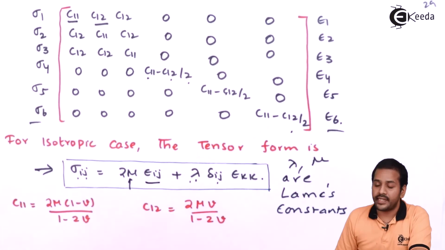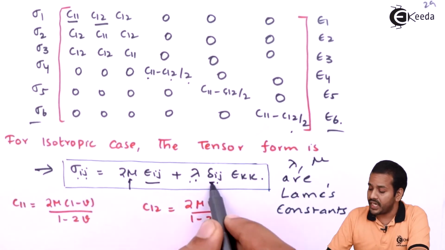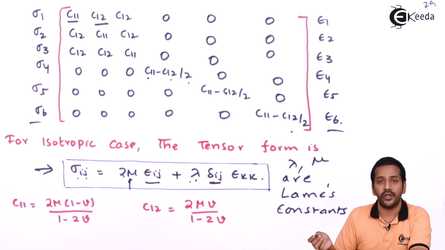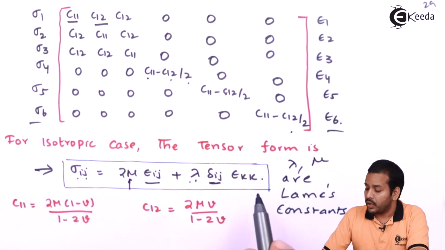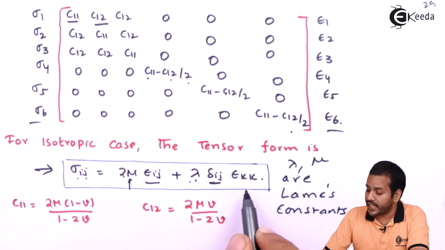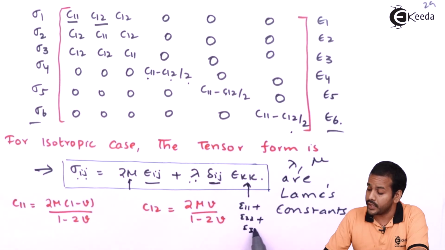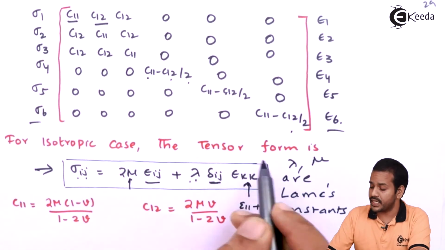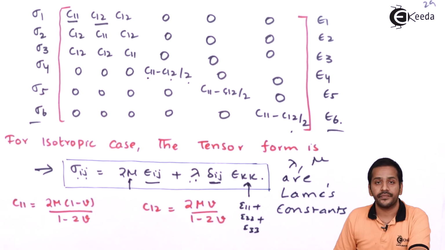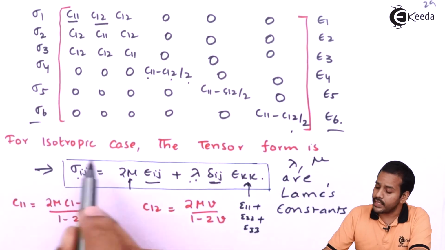This epsilon ij is the strain tensor, this delta ij is the Kronecker delta, that is it will take a value of 1 if i equals j, otherwise it is 0. If i not equal to j, it is 0. And epsilon kk represents epsilon 11 plus epsilon 22 plus epsilon 33. That is, this represents the trace of the strain. So this is the constitutive law for the isotropic case.